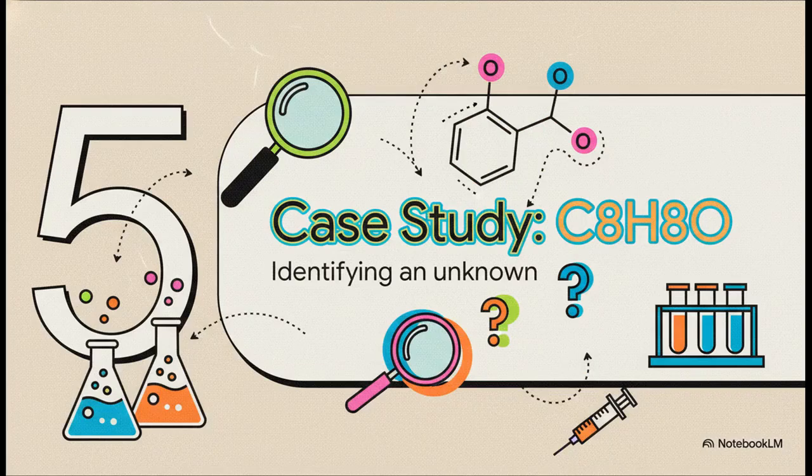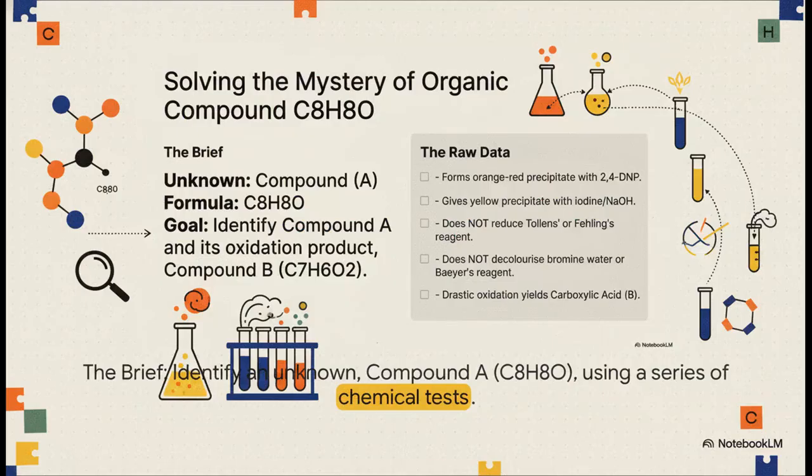Okay, our detective kit is ready to go, so let's put it to the test with a real mystery. We've got an unknown compound, and all we know is its molecular formula is C8H8O. Our mission is to use these tests as clues to figure out exactly what it is. So here's our case file. We've got the formula, C8H8O, and over on the right, you can see the results from all our lab tests. Each one of these is a piece of the puzzle. Let's start putting it together.